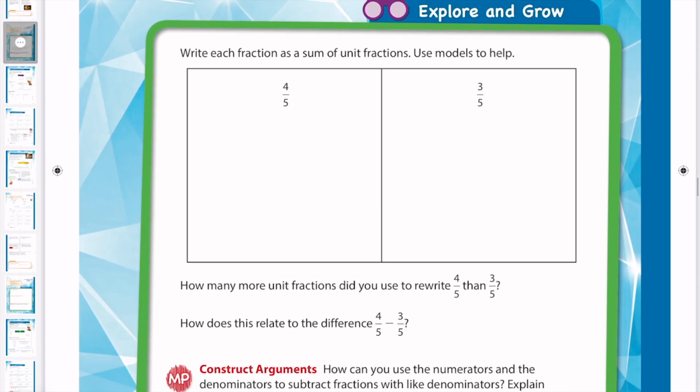So now write each fraction as a sum of unit fractions. Unit fraction, we know a unit fraction has 1 as what? Numerator. So use a model to help. Okay, now 1 over 5, 4 of them, right? 4 unit fractions. 1 over 5, 4 of 1/5, right? And then this one has 3.